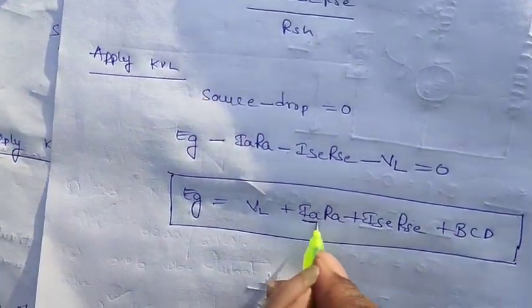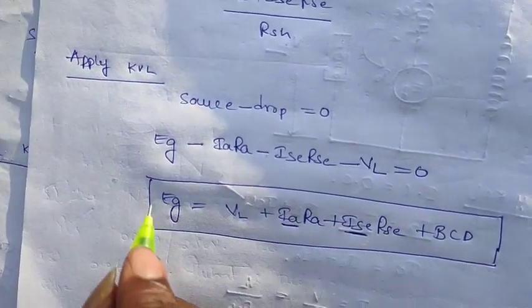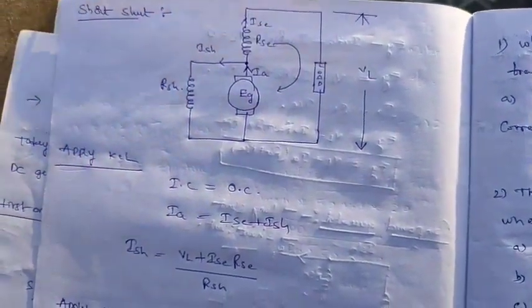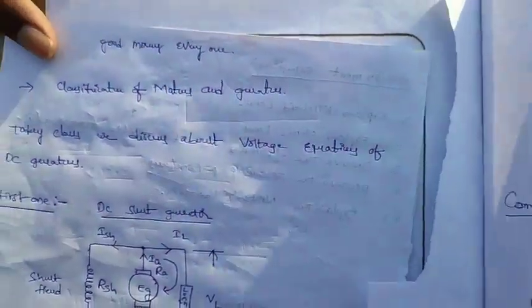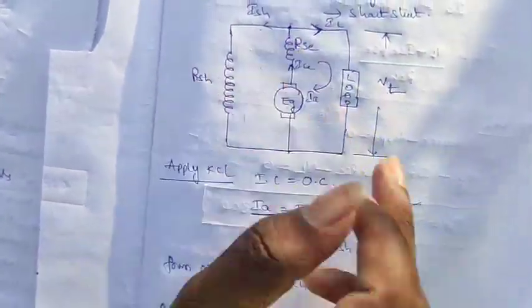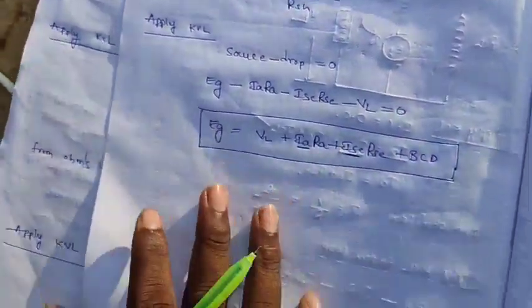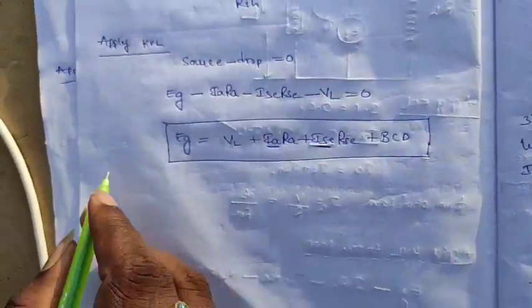Here IA is not equal to ISC, because there is a node with two paths. In a series generator IA equals ISC. In long shunt we have IA equal to ISC because these two are in series, but here they are not in series. So we can solve one problem.